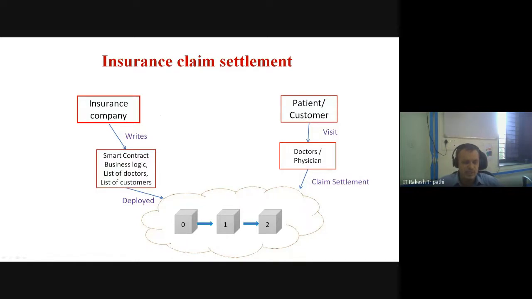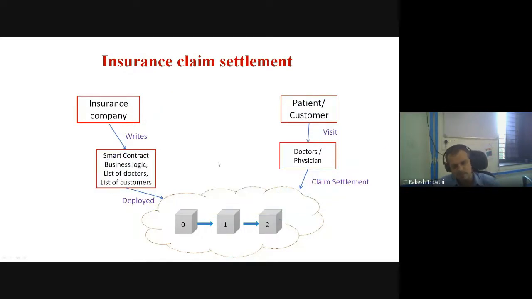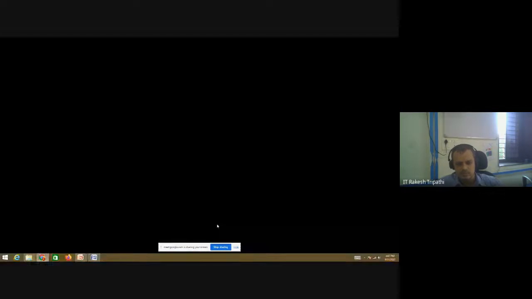The demo which I was telling you is like, you have an insurance company, and the insurance company is writing a small contract that will be deployed onto the blockchain. So any doctor or physician, if any patient comes to him, he is doing the treatment, and whatever money he is charging is directly charged. This smart contract will be executed and money will be withdrawn from this side to this side. How it is done, we'll see in the demo. So what is happening?